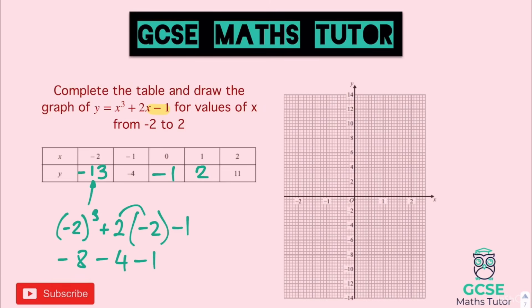And let's plot all these points on and see what this one looks like. So negative 2 to negative 13 is there. Negative 1 to negative 4 is here. 0 to minus 1 is there. 1 to 2 is here. And 2 to 11 is up here.